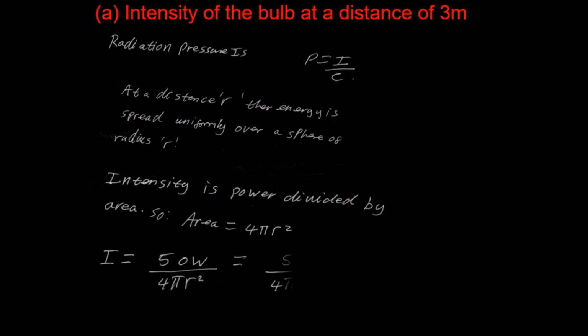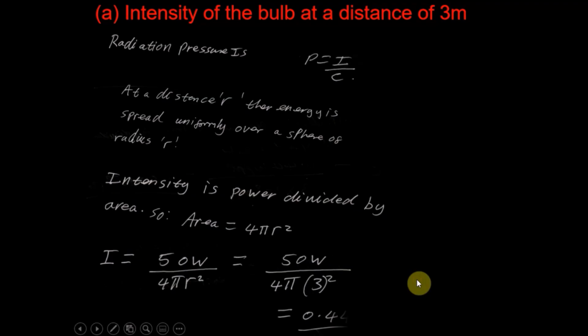So the intensity will wind up being 50 watts, which is the power of the system, over 4 pi r squared. So we're rearranging P equals I over C here. So we end up with 50 watts over 4 pi times 3 squared. This will give us 0.44 watts per square meter.